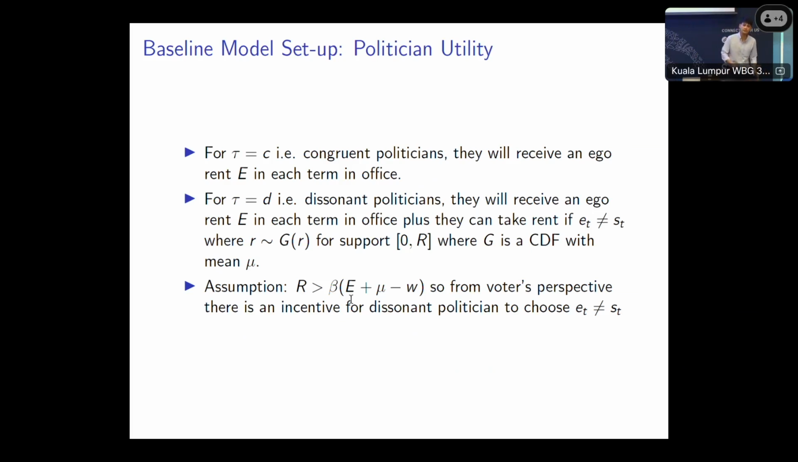So from a voter's perspective, there is an incentive for the dissonant politician to choose a policy different from the state of the world. So sorry again, the dissonant politician receives his ego rent plus gets an additional benefit when the state of the world doesn't match the policy. But how should I think of it conceptually?